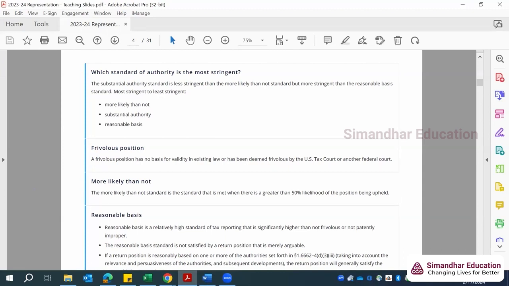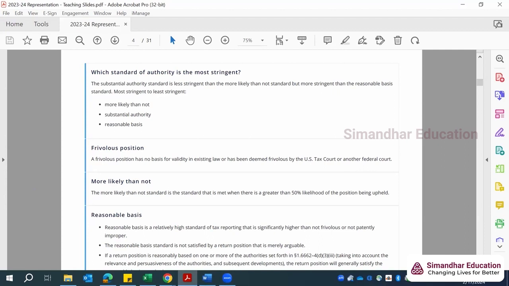Okay. So why is it important for us to know the standards? First, there is a disclosure requirement based on what standard you are taking on a return. And second, if you do not meet these standards and if you do not disclose these standards, there could be a penalty associated with it.